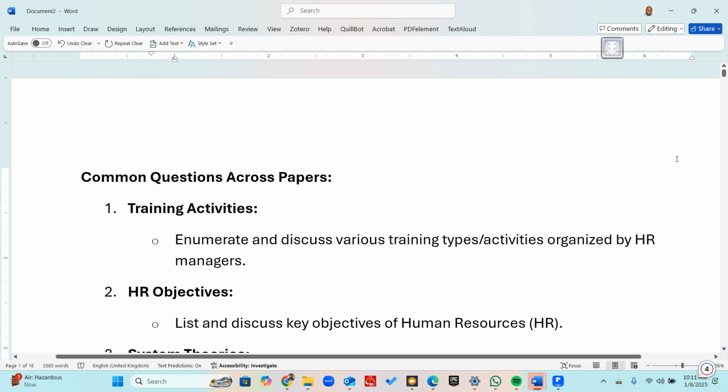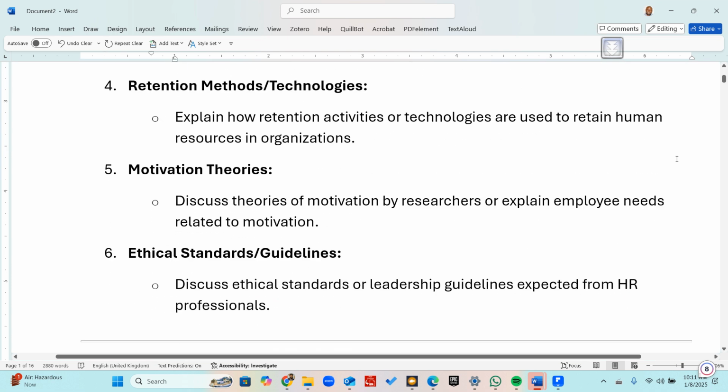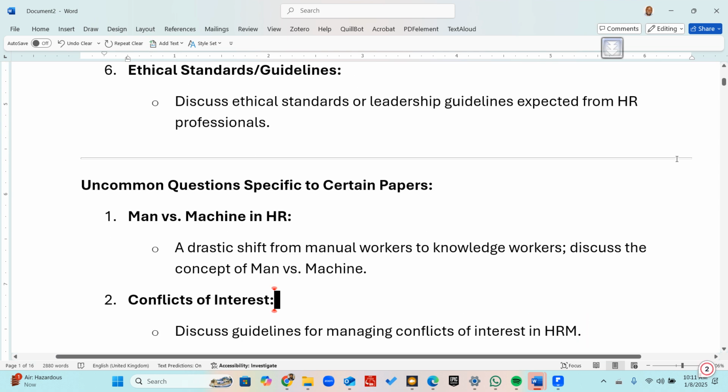Good morning. Having analyzed the papers, I'll be taking human resource management. And like I said, having analyzed questions from various papers, I would be analyzing the common questions across papers and the uncommon questions.